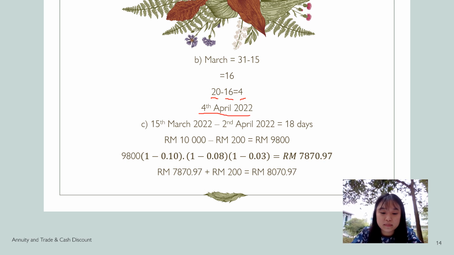For C, the amount paid if the invoice is paid on 2nd April 2022. The number of days from 15 March 2022 to 2nd April 2022 is 18 days. To find the real amount, we need to take 10,000 minus 200, because the 200 is a handling charge included in the 10,000. So when we subtract, we get 9,800.